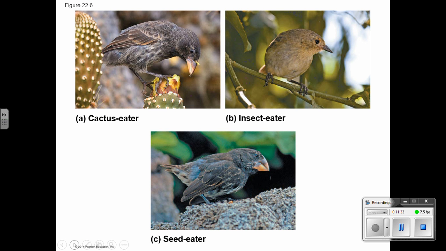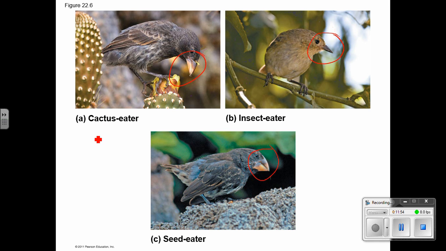So here are some of the finches he looked at. Notice that they look very similar, but one of the things that's really interesting is that their beaks are all a little bit different. Kind of medium size, very thin and pointy, very thick, hard, shorter. And they all seem to be important with what they had to eat on the island.